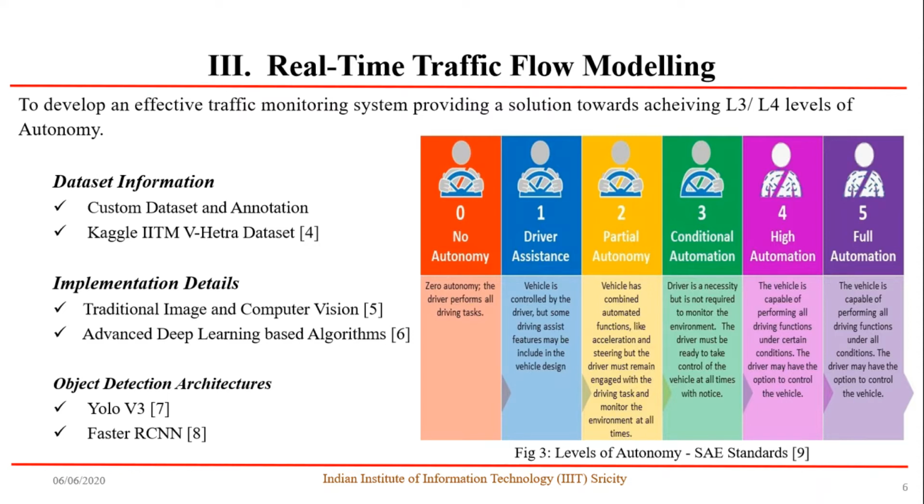So as part of this work, two datasets were considered. One is the custom dataset, which is built from scratch and provides the annotation for the ground truth information. The other is the dataset which is made publicly available on the Kaggle platform, the IIT Madras heterogeneous dataset. As part of implementation, we have used and experimented with both traditional image processing and computer vision techniques, and we are going to discuss what are the drawbacks and limitations found in using the traditional mechanisms and what motivates us to choose the advanced deep learning based algorithms such as YOLO v3 and Fast R-CNN.